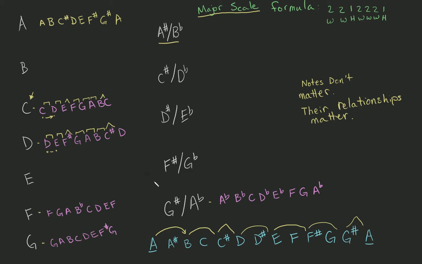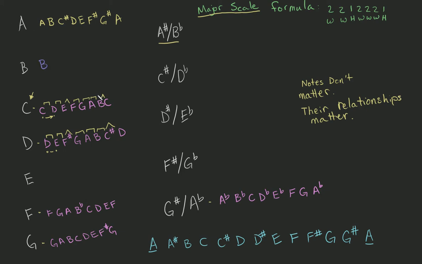Let me see if I set this up correctly. Oh, good. I'm just erasing so we can get ready to do the next one. Okay. Now we're going to move on to B. Let's go with this color.